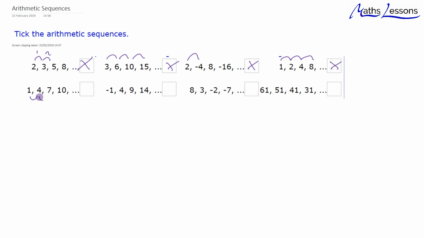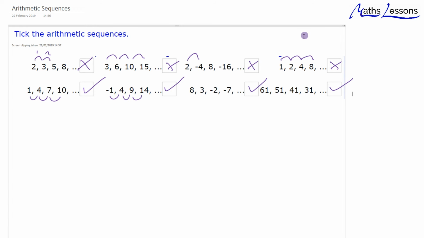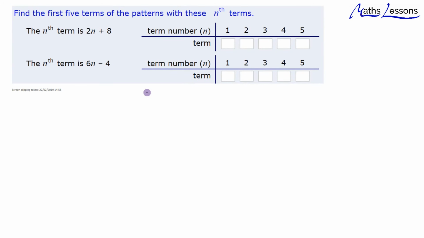Okay, this goes up by 3, up by 3, up by 3. So it's arithmetic. Up by 5, 5, and 5. That's arithmetic. Going down by 5, down by 5, down by 5. That's arithmetic. And then we've got going down by 10, by 10. So all the top row weren't, and all the bottom row were. So you should have been able to get that in 60 seconds, knowing that an arithmetic sequence always goes up by the same amount each time, or down by the same amount each time.